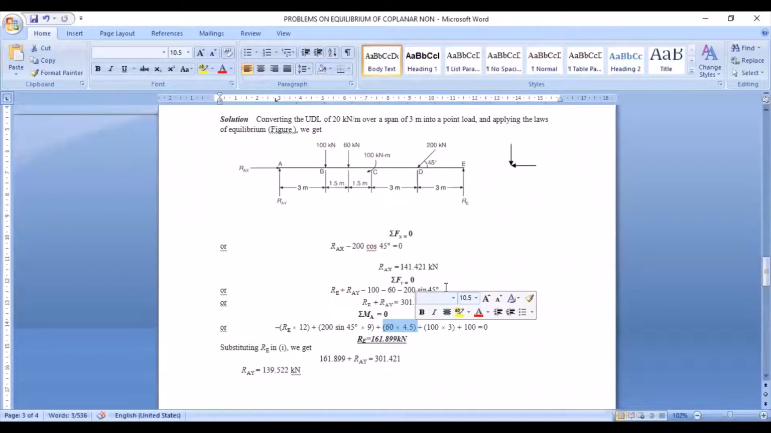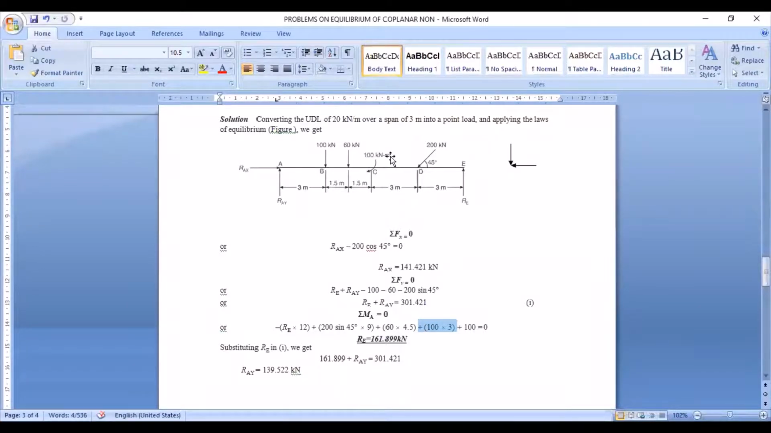Now we have one more vertical force, that is 100 kilonewton, which is again a vertical force. So distance to be multiplied is a horizontal distance. It is acting at a horizontal distance of 3 meters from A, causing a clockwise rotation. So it will be 100 into 3 with the positive sign. And finally, we have this moment.